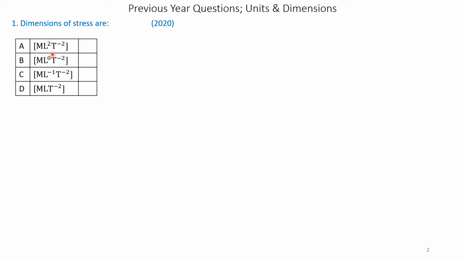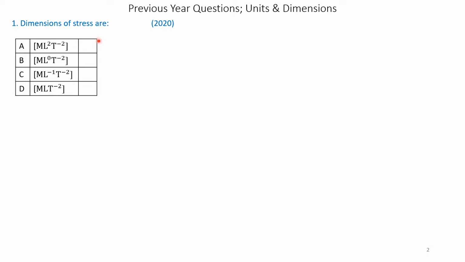The four choices are: option A, within big bracket, M, capital L square, T to the power of minus 2, close the bracket. Option B is, open the bracket, capital M, L to the power of 0, T to the power of minus 2. And the third option is, open the big bracket, capital M, L to the power of minus 1, T to the power of minus 2. And the fourth option is, capital M, capital L, and T to the power of minus 2.